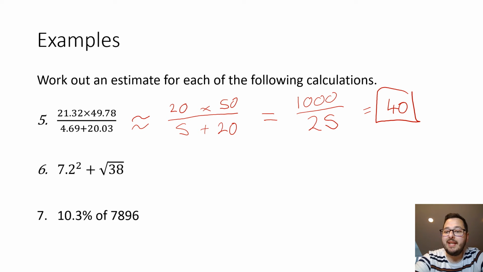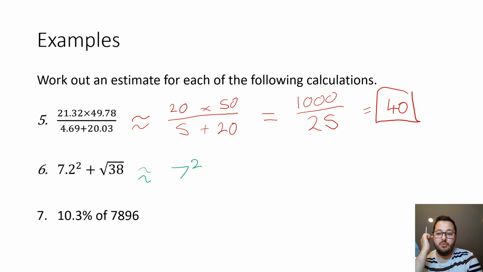Now let's look at number 6. We've got 7.2 squared plus the square root of 38. Okay, so this is a bit more interesting. So 7.2 squared, I'm going to round that to 7, so 7 squared. Now root 38, now this is a different kind of estimate because it's a square root, you want to see if there's a square number that it's close to.